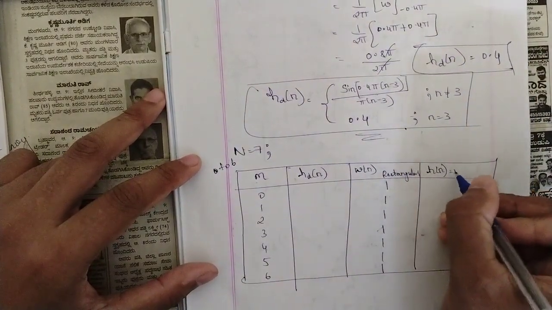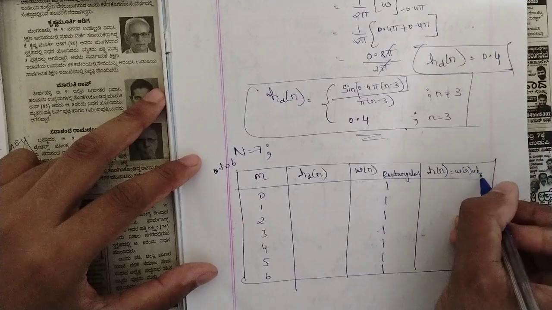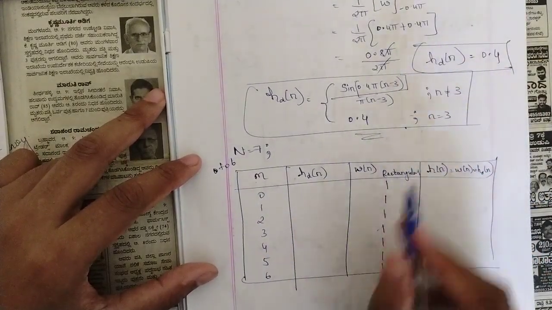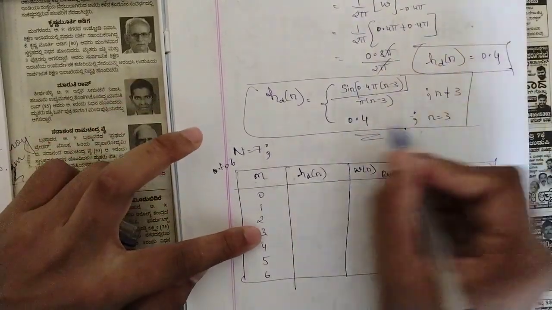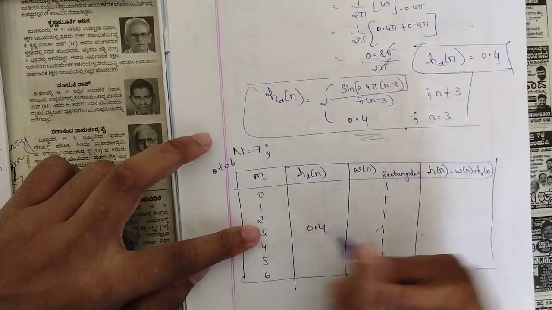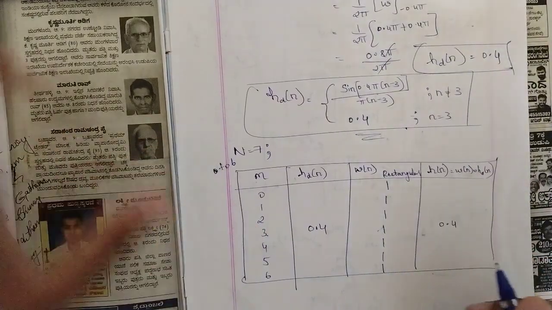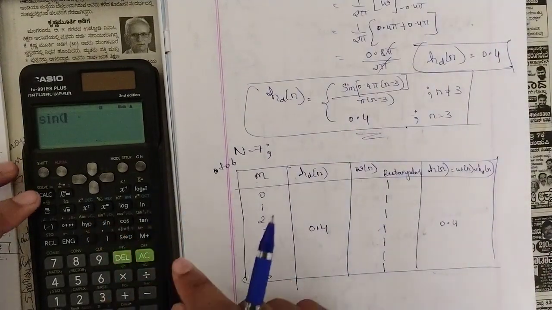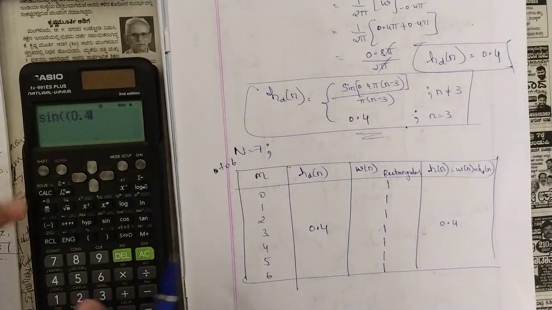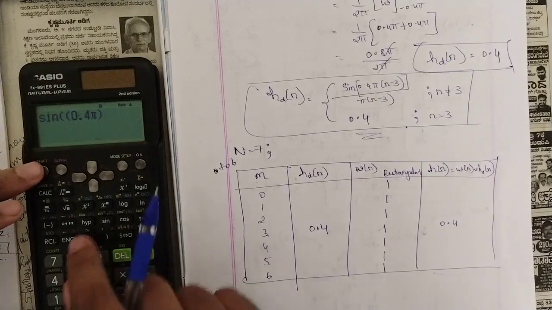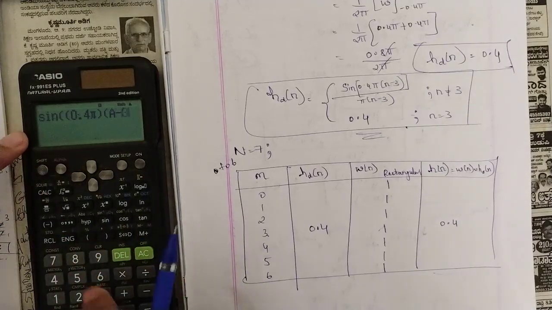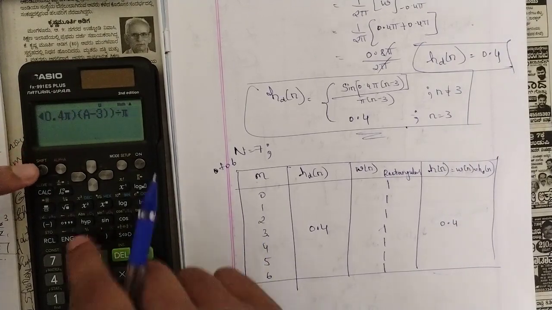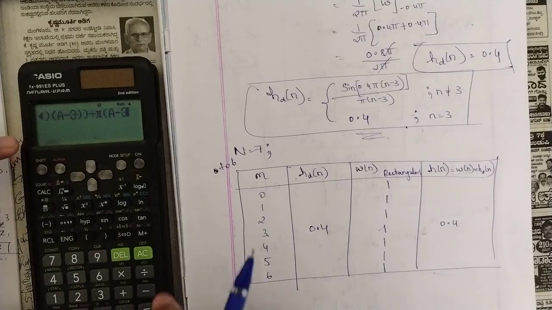The final table is of h of n, that is equal to omega n into hd of n, right? So whatever answer we get here, that only we should be writing it here, since we are multiplying it by 1. And for n equal to 3, the value is 0.4, so here also it would be equal to 0.4. Now substitute this equation in the calculator, that is sine of 0.4 pi, close the bracket, a minus 3 whole divided by pi a minus 3.